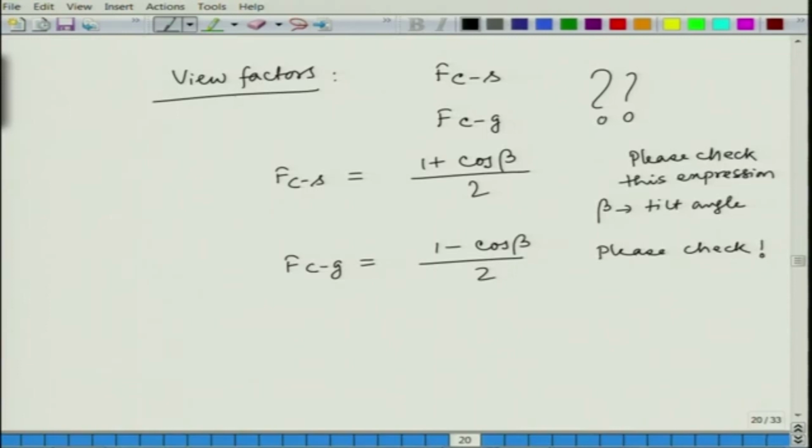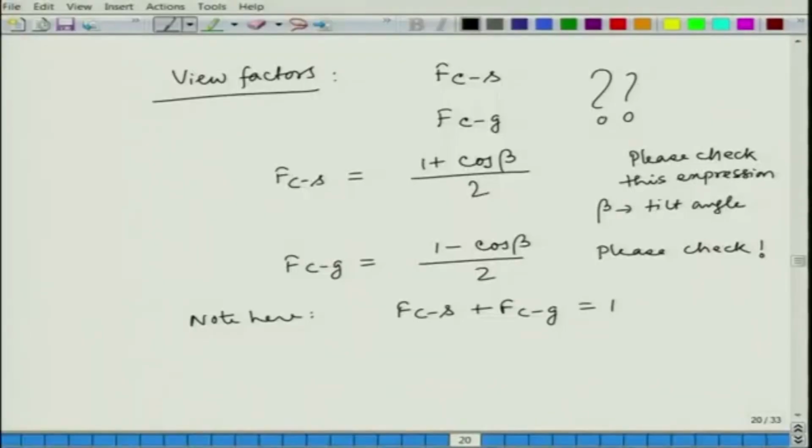Okay. Now, note here that these two view factors add up to 1, right, and that is what they should do. From view factor algebra, for all the surfaces visible from a particular surface, the view factors will add up to unity, right. So that is why we see that here also. This is kind of expected, but it is good to verify that this is true.